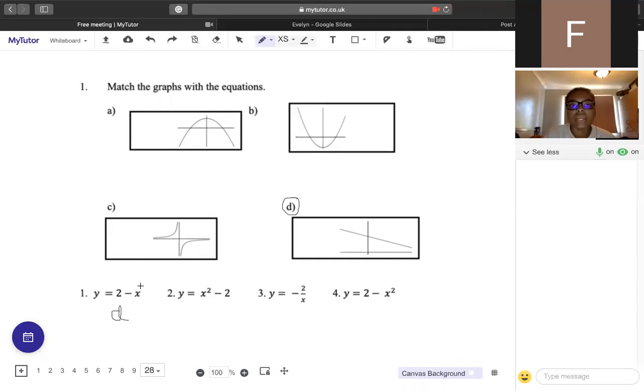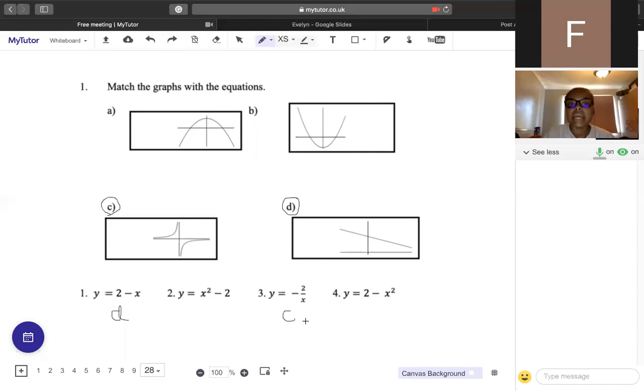Now, the other one that is also easier to spot is the reciprocal graph, because it's the only one which really has two separate curves. Now we know that reciprocal graphs are when x is on the denominator. So the only equation that has this is equation 3. So C matches with equation 3.